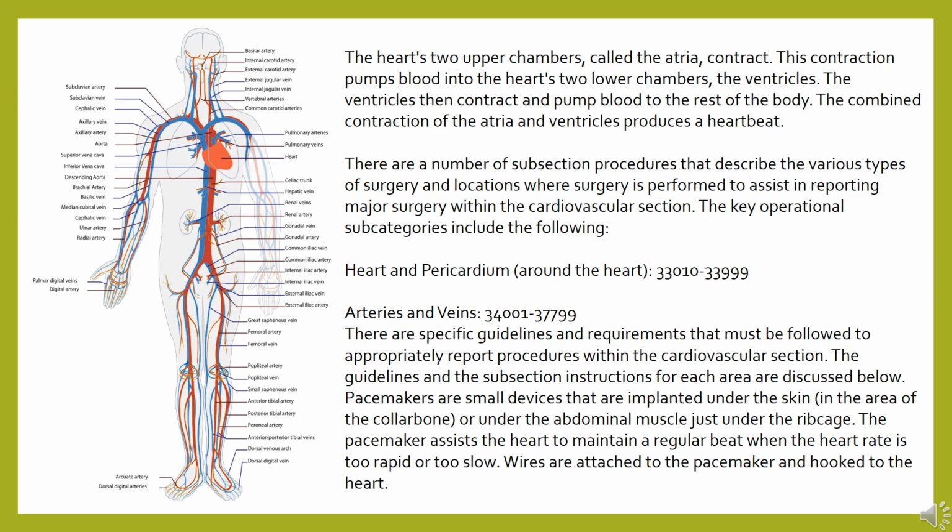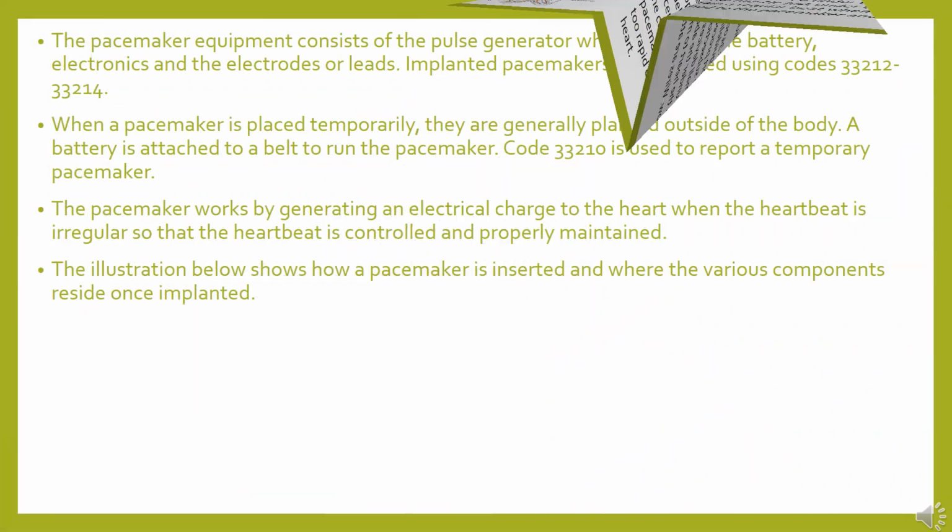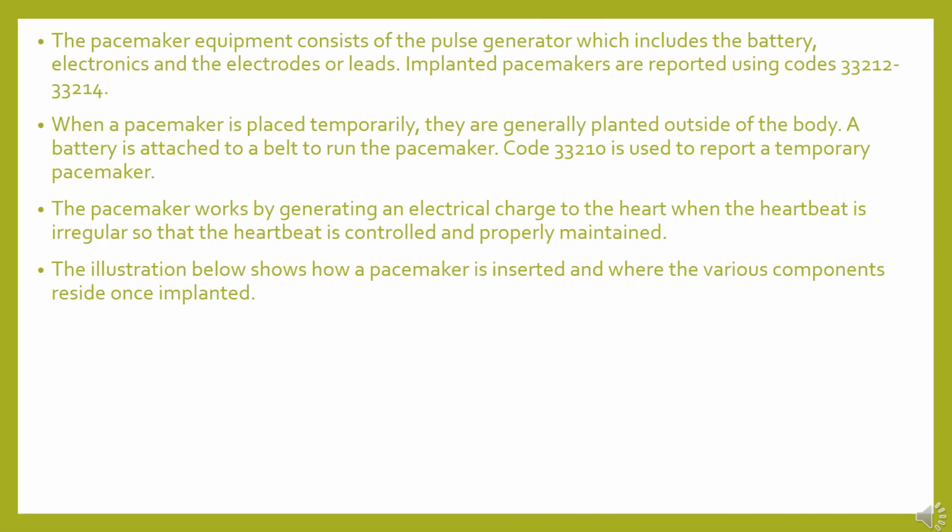Pacemakers are small devices that are implanted under the skin in the area of the collarbone or under the abdominal muscle just under the ribcage. The pacemaker assists the heart to maintain a regular beat when the heart rate is too rapid or too slow. Wires are attached to the pacemaker and hooked to the heart. The pacemaker equipment consists of the pulse generator, which includes the battery, electronics, and the electrodes or leads. Implanted pacemakers are reported using codes 33212-33214. When a pacemaker is placed temporarily, it is generally placed outside of the body. A battery is attached to a belt to run the pacemaker.